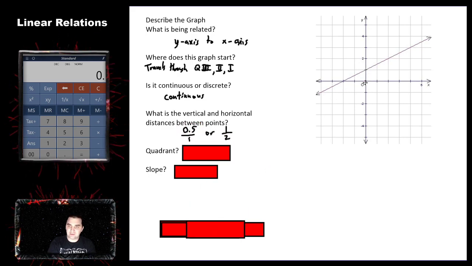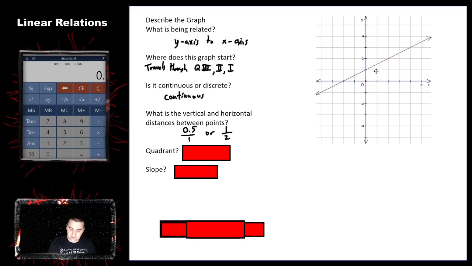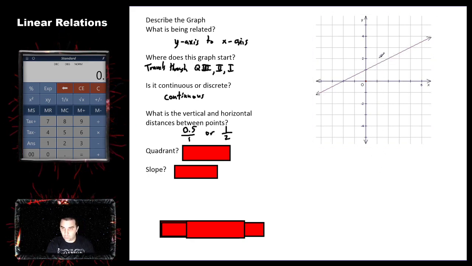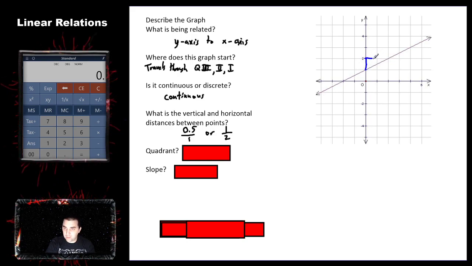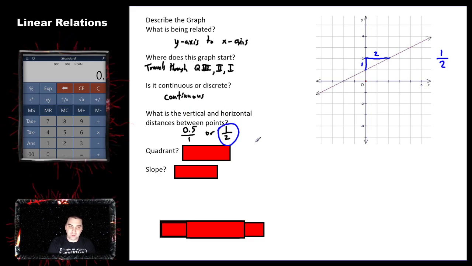What is the vertical and horizontal distances between points? So again, find nice points. What I did here is I looked at this one. It looks like it's at x is 0 and y is 1. And then the next nice point is right here at 2 and 2. Okay, so then I look at it and I say, how much did it go up? It went up 1 and it went right 2. So rise over run. Rise is 1, run is 2, 1/2. Okay? So that is the vertical and horizontal distance between my points.